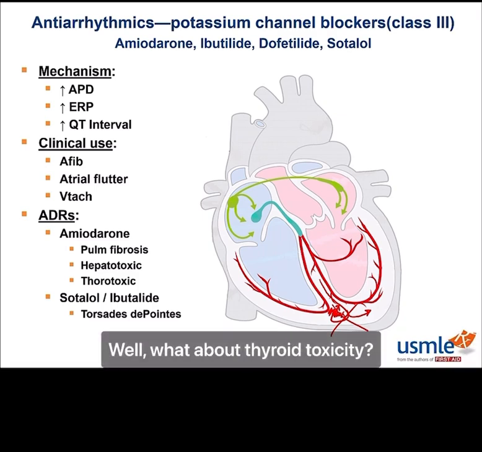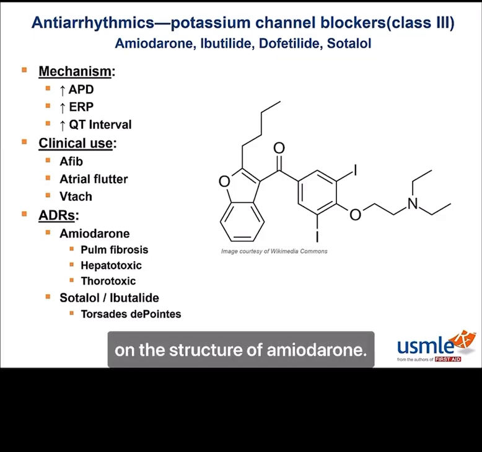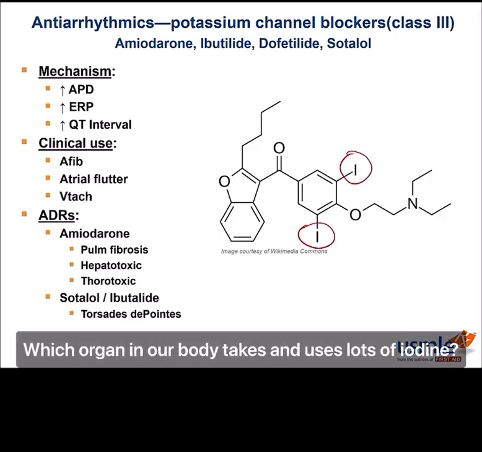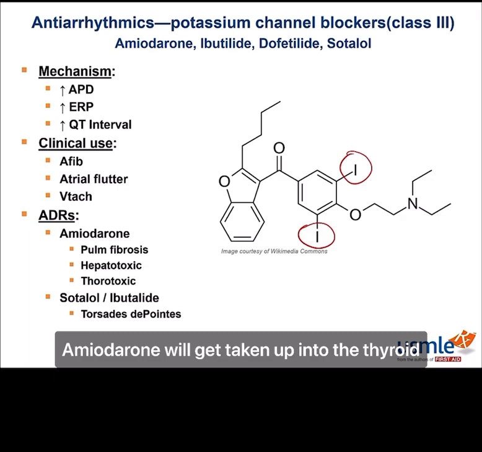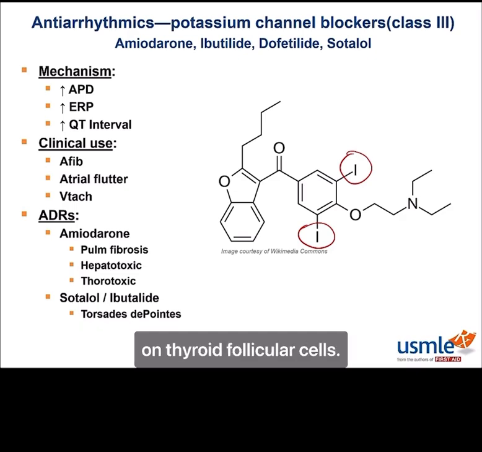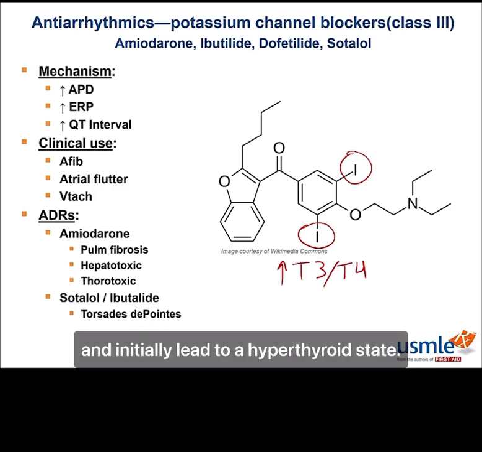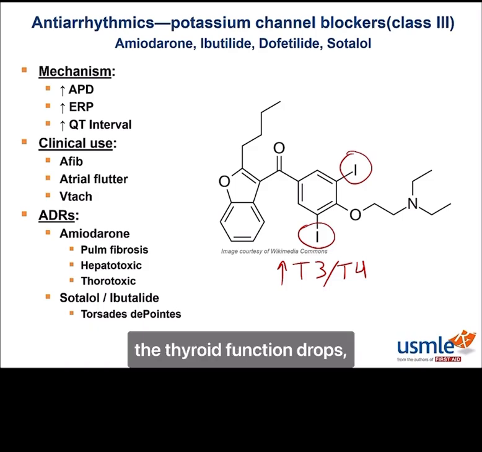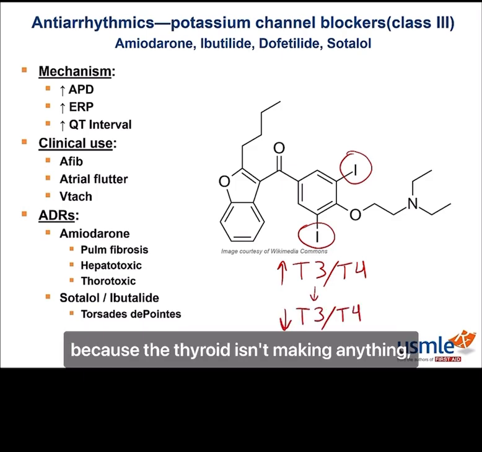Well, what about thyroid toxicity? Check out the two iodines here on the structure of amiodarone. Which organ in our body takes and uses lots of iodine? The thyroid, right. Amiodarone will get taken up into the thyroid where it can then cause a direct toxic effect on thyroid follicular cells. Cell damage can liberate thyroid hormones and initially lead to a hyperthyroid state. As the continued inflammation continues, the thyroid function drops and the patient becomes hypothyroid because the thyroid isn't making anything.